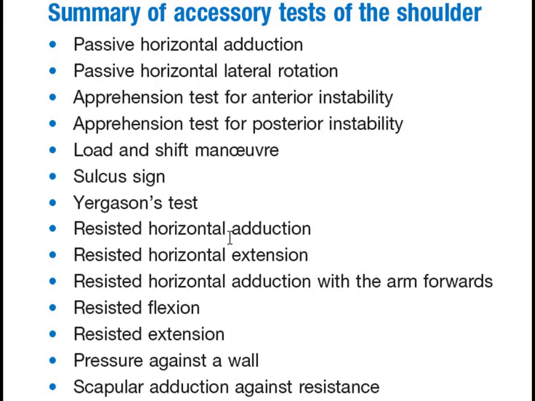So the examples of some accessory tests of the shoulder are the passive horizontal adduction, passive horizontal lateral rotation, apprehension test for the anterior instability, apprehension test for the posterior instability, load and shift maneuver, the sulcus sign, the Yergason test, resisted horizontal adduction, resisted horizontal extension, resisted horizontal abduction with arm forwards, resisted flexion, resisted extension, pressure against the wall, scapular retraction against the resistance. So these were some of the accessory tests which will be used during the specific conditions, specific disorders.